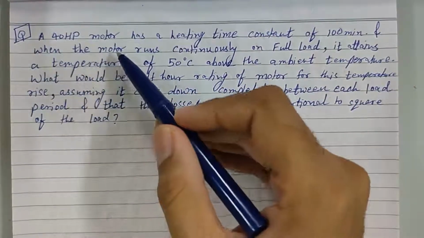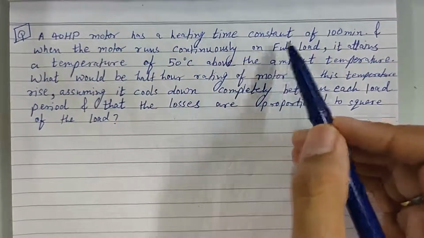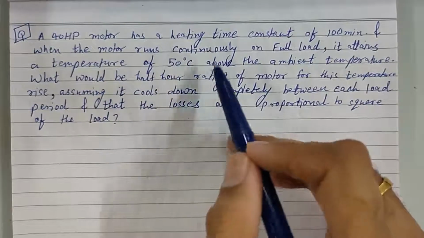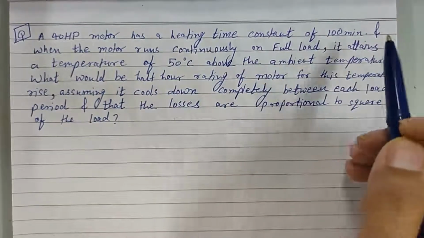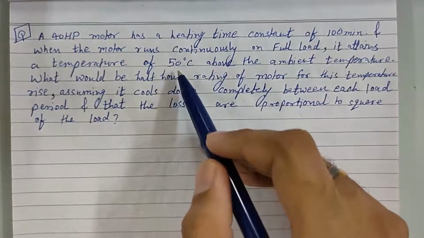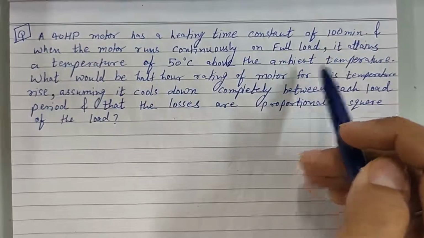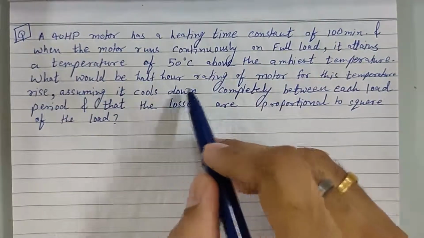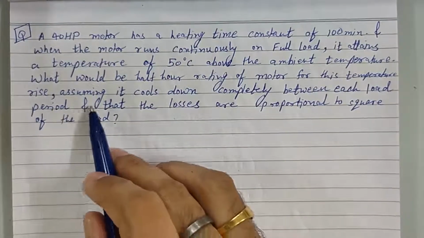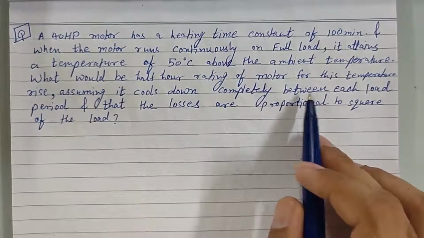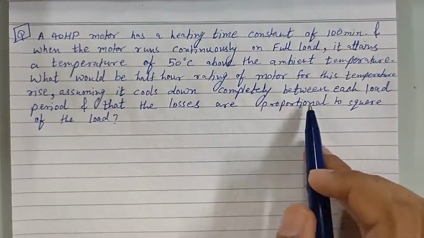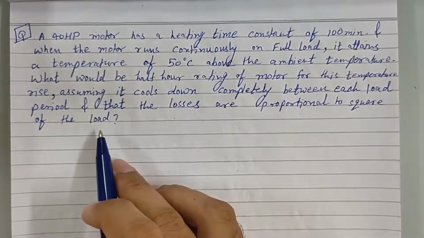a 40 HP motor has a heating time constant of 100 minutes, and when the motor runs continuously on full load, it attains a temperature rise of 50 degrees centigrade above the ambient temperature. What would be half-hour rating of the motor for this temperature rise, assuming it cools down completely between each load period, and that the losses are proportional to the square of the load?